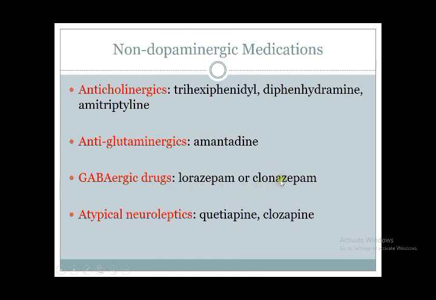GABAergic drugs like lorazepam and clonazepam are used for sleep induction and to decrease anxiety in patients with Parkinson's disease. Atypical neuroleptics are used when there is psychosis and other related issues, and only atypical neuroleptics can be used. The most important ones that we can use in Parkinson's disease are quetiapine and clozapine. The more typical neuroleptics like haloperidol may worsen the Parkinsonian symptoms through their anti-dopaminergic activity.